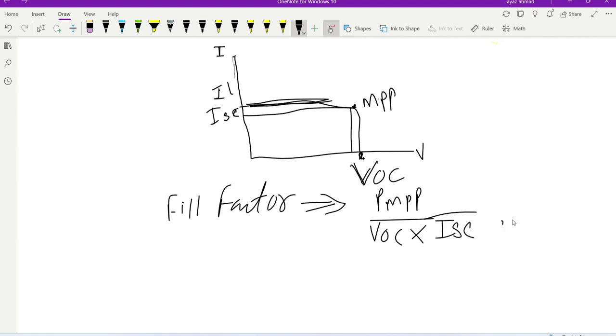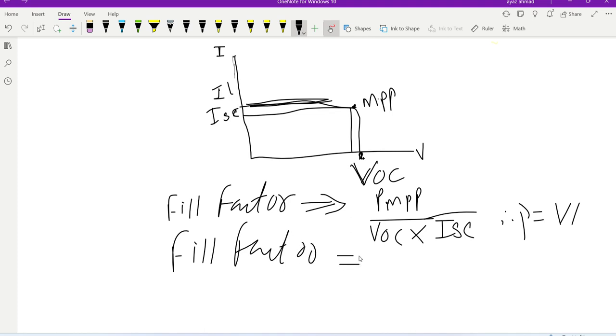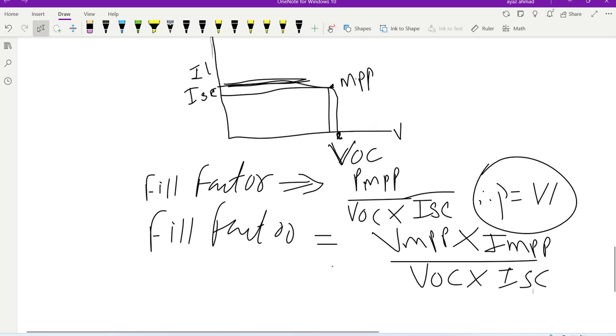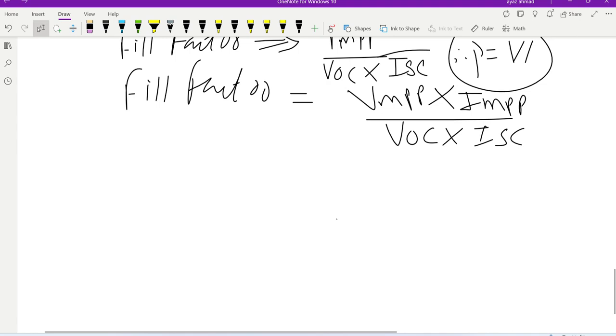So here, as we all know, power is equal to VI. So here this is power. We could change this. Fill factor equals VMPP multiplied by IMPP divided by open circuit voltage multiplied by short circuit current. So this is the formula. Now we could easily analyze this formula.